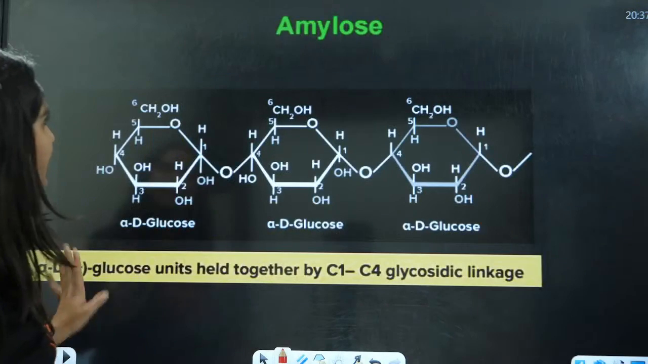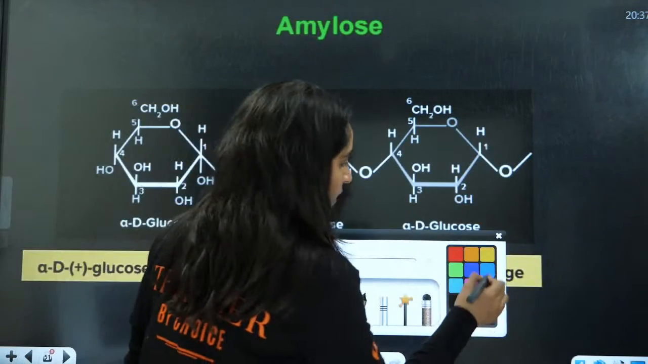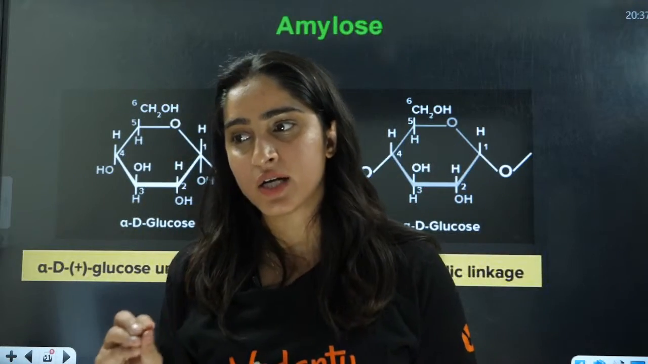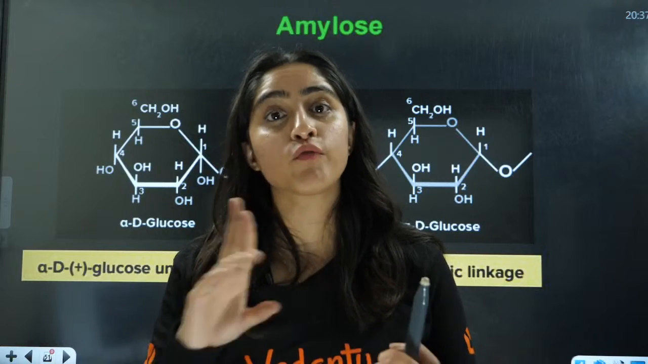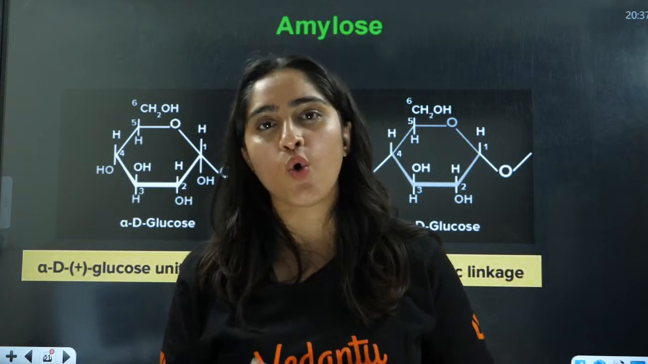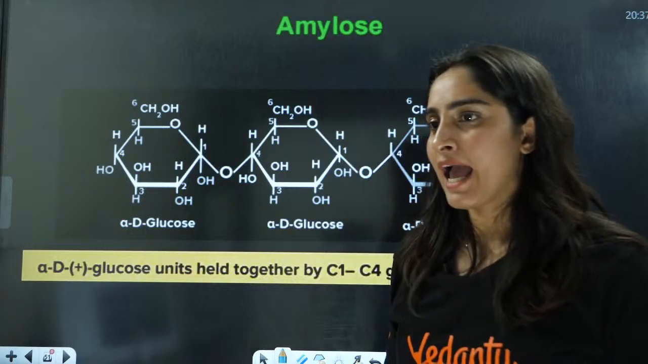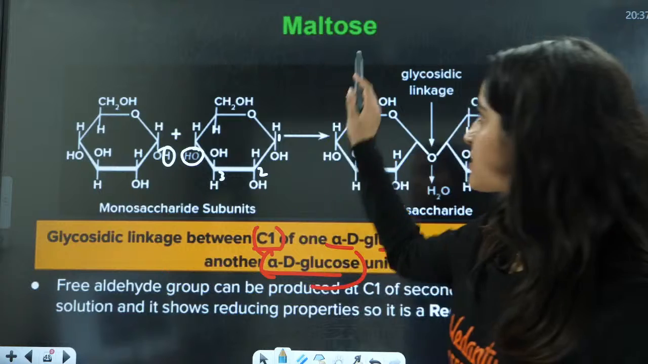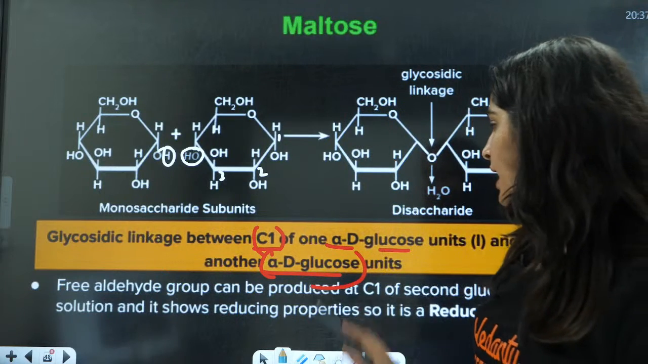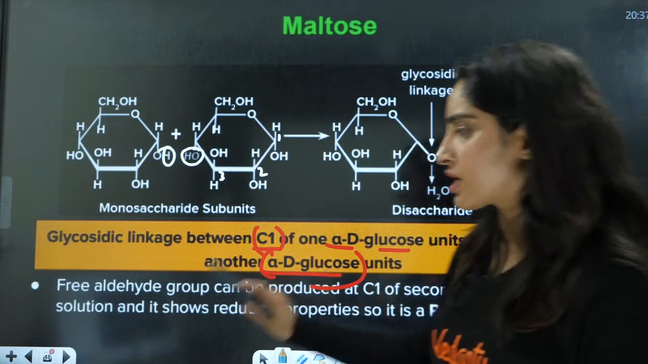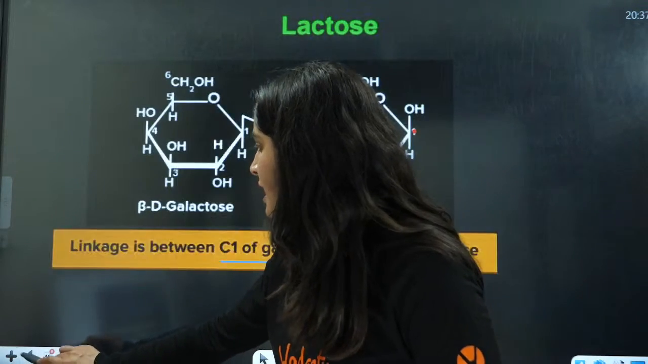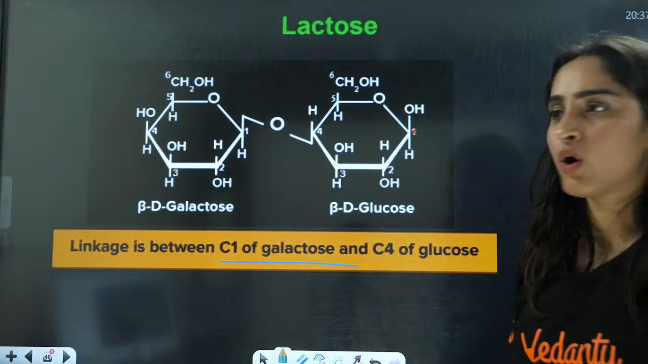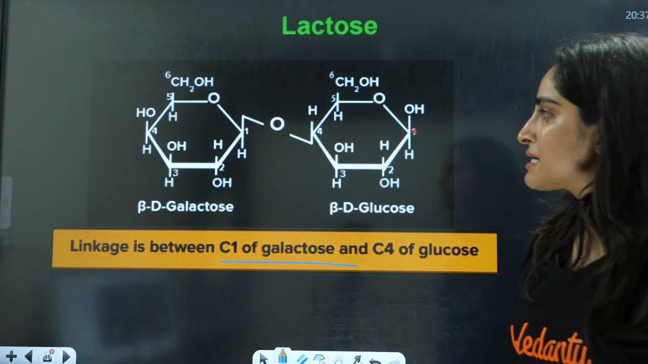Okay, understood? Next we have amylose. Everyone, till now, any problem in drawing the structures? Will you be able to draw the structure of glucose, galactose, fructose? Any problem here? This is the structure of maltose, right? This is the structure of glucose and glucose. This is maltose. Then we have lactose, that is galactose and glucose, linked between C1 and C4, right?